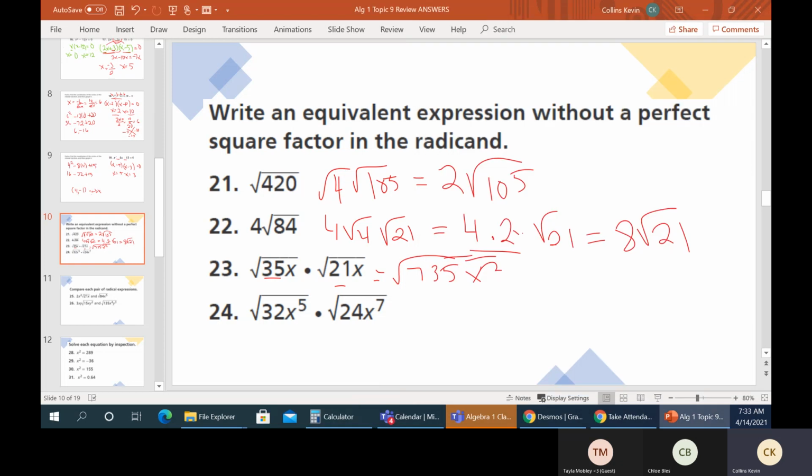Cool. So what we can do is we can say I've got the square root of 49, and then the square root of 15, and the square root of x squared. So the square root of 49 is just 7. The square root of x squared is just x. And then the square root of 15 we can't do anything with, so we leave that there. And that's it. Cool.